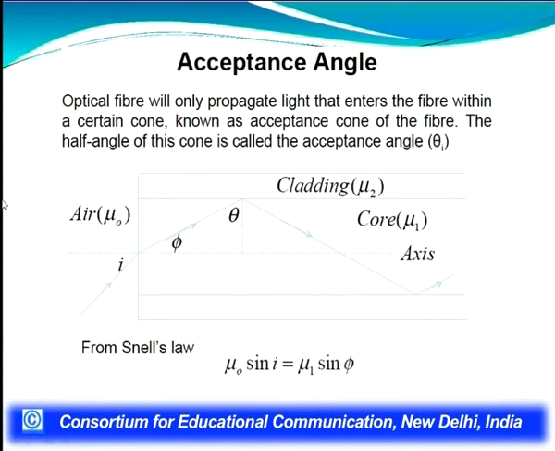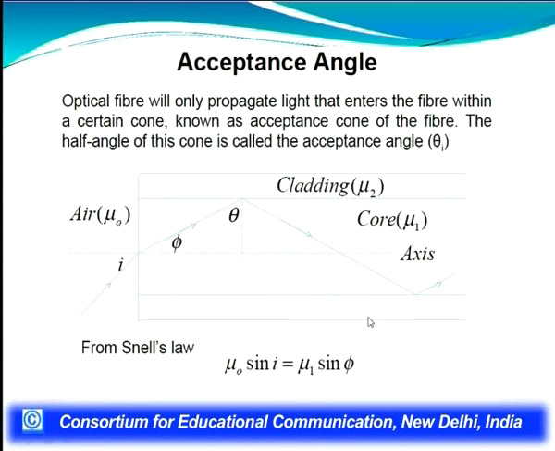Here we see in the diagram that this is the air whose refractive index is mu naught, and here we have the two parts of the optical fiber. First is the core, which has the refractive index mu1, and the cladding, which has the refractive index mu2. Now the light from the air will enter the optical fiber at an angle theta I, which is the incidence angle, and that is also the acceptance angle in the optical fiber. Now it will move in the optical fiber in this manner.